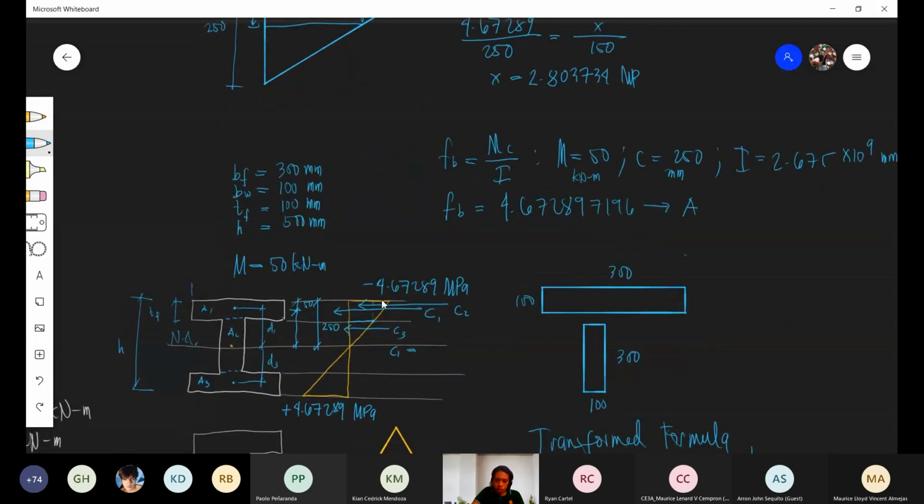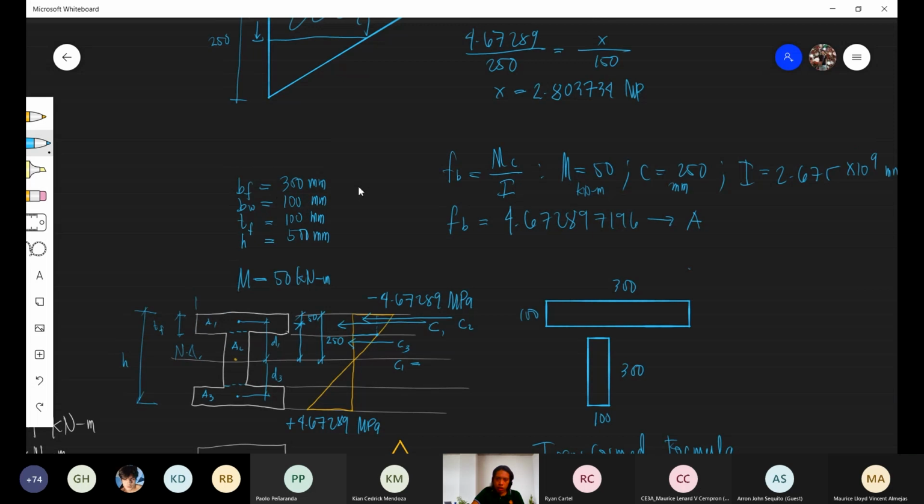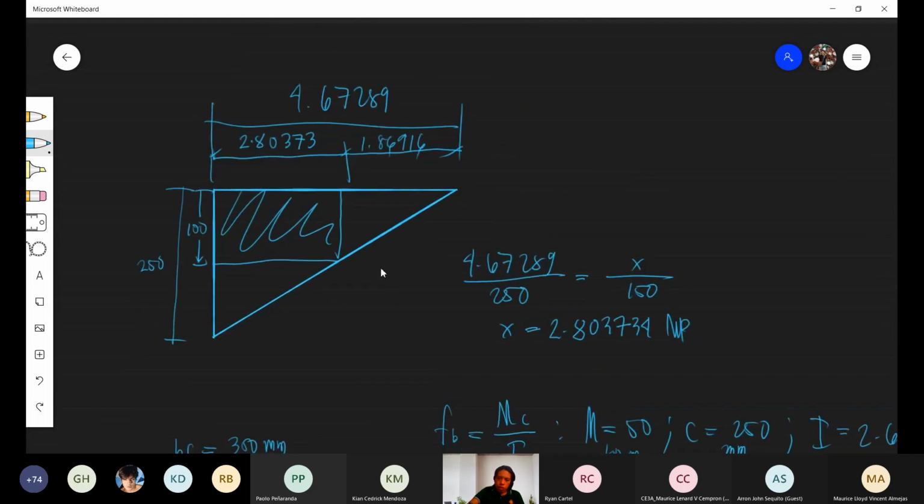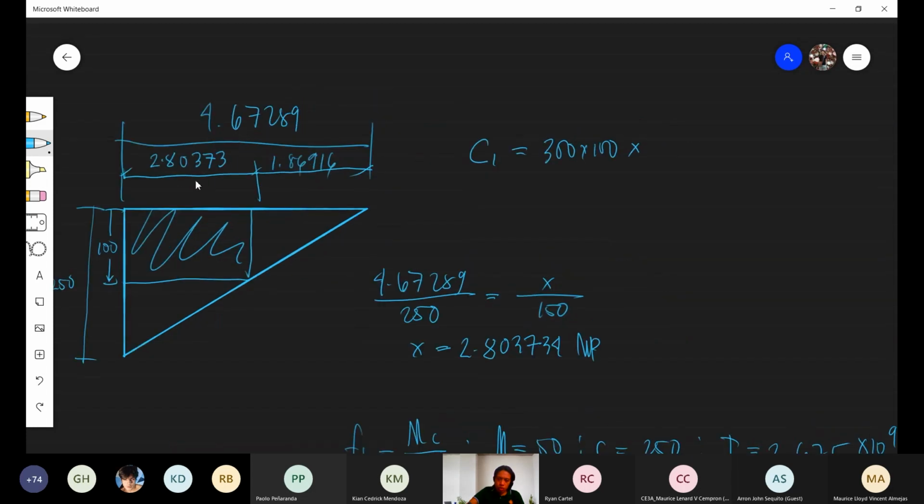The portion of the stress scattered here is A1. The area of A1 is TF times BF, 300 times 100. So the value for C1 is equal to the area, 300 times 100, times the average stress, which is 2.80373.